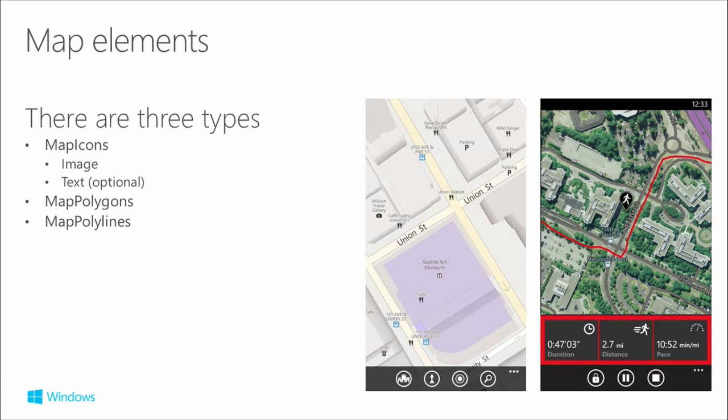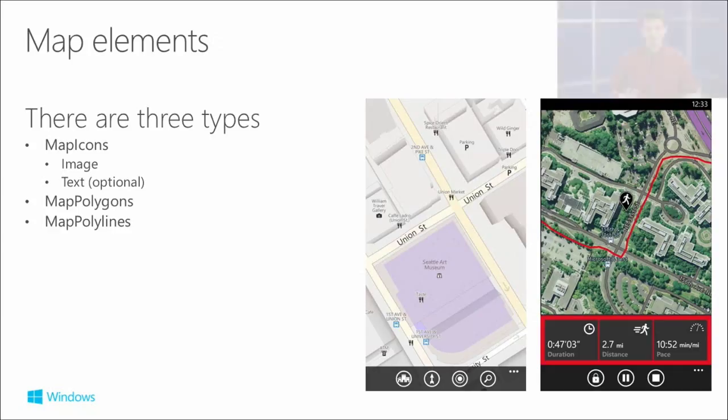We also have the map elements. Map elements are drawn by the native internal mapping system. They're not XAML elements that are laid on top. They're part of the actual map rendering. And that's great, because that means that they're very performant, very clean, and very, very fast.